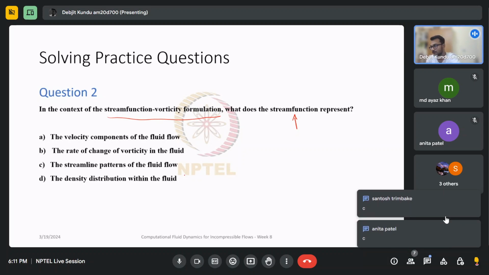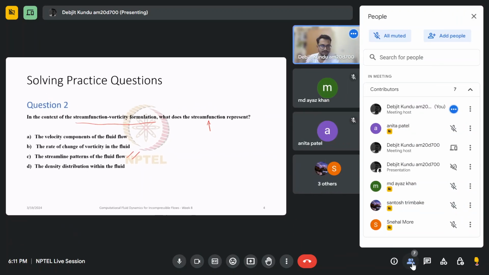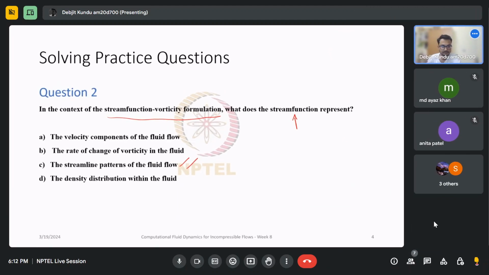Okay, we have got two very quick responses in favor of option C. Let's see what others have to say. Option C, the streamline patterns of the fluid flow.